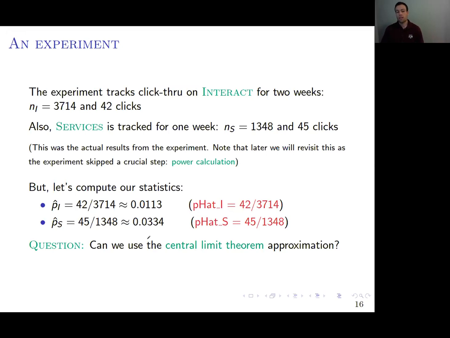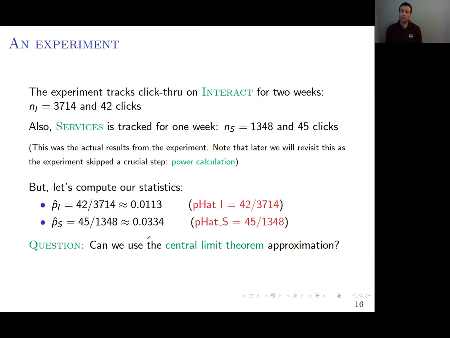So this experiment tracks click-through on Interact for 2 weeks. And they got 3,714 visits, and there were 42 clicks on Interact. Services was tracked for 1 week, and they got 1,348 visits, and then 45 clicks. So these are the actual results. We'll revisit this at the end. It's not that this was disastrously bad, but there was something that could have been done that was a lot better. And we'll see that at the end when we talk about a power calculation.